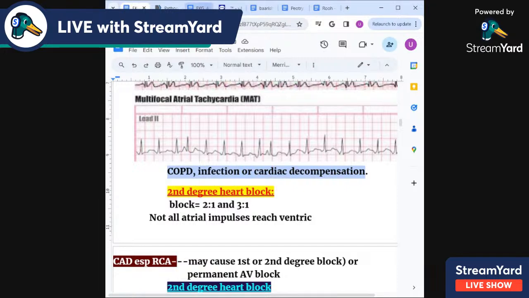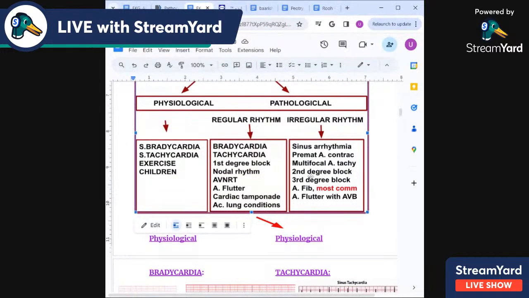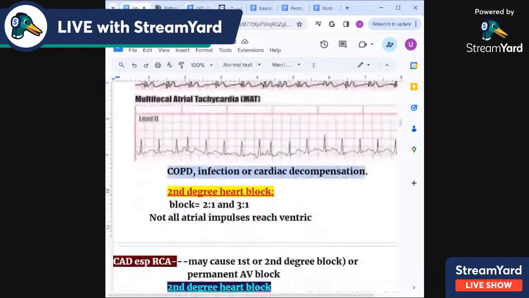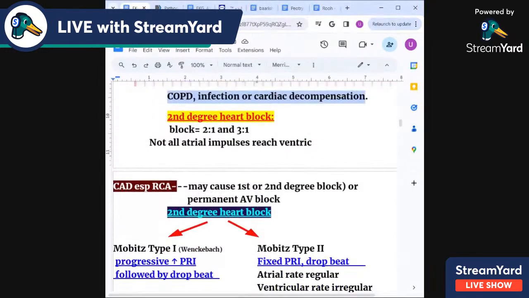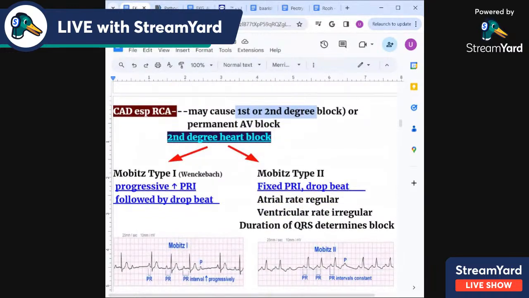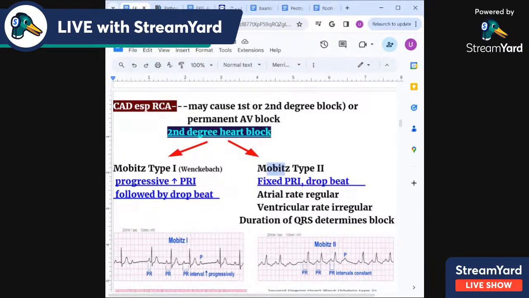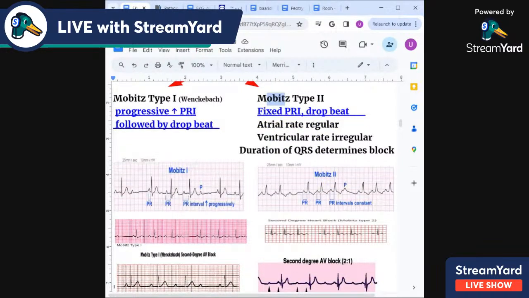Then the next cause of this irregular rhythm with narrow QRS is second degree and third degree heart block. The second degree heart block also occurs in coronary artery disease, especially right coronary artery disease, which may cause first and second degree block. So there are two types of second degree heart block: Mobitz type 1 and Mobitz type 2. What's the difference between Mobitz type 1 and Mobitz type 2?